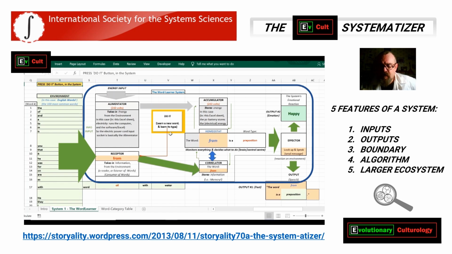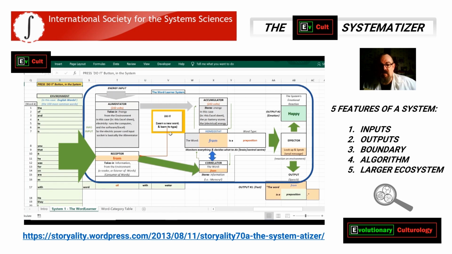Yeah, so it's just a little tool that students can play with when they're learning Ev Cult. On the left hand side there, the inputs are the 100 most frequently used words in English. So the, of, etc. And it accepts one word at a time, and then it classifies those words. So for example, that word there is a preposition.